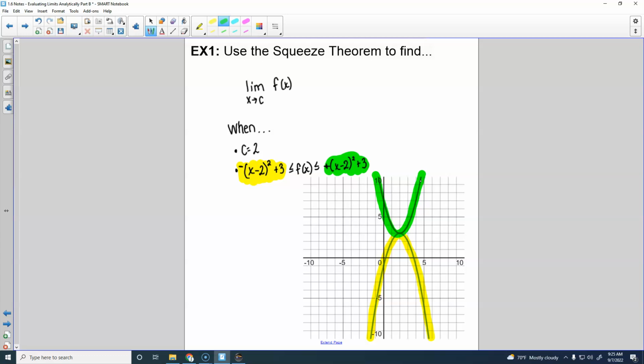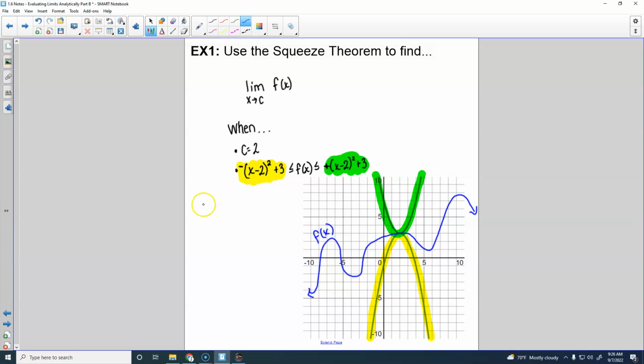And I have no idea what f is, right? They didn't tell me what f is. But I know f is always between those two functions. So f could look like anything. It might do something crazy like this. But I know in order for this to be the case, right here, that f has got to sort of squeeze through those points.